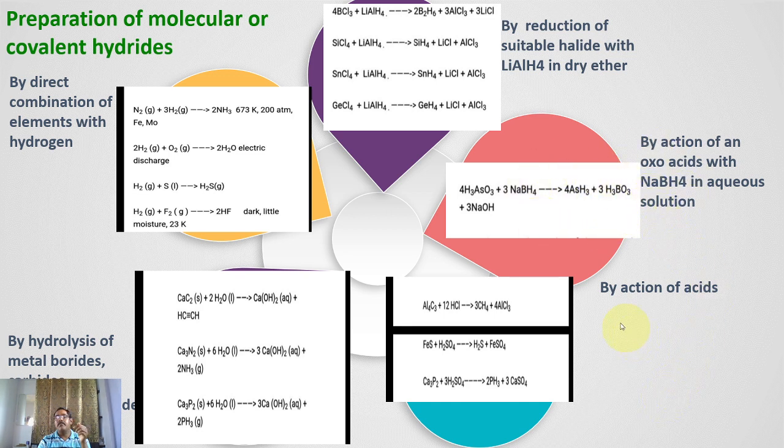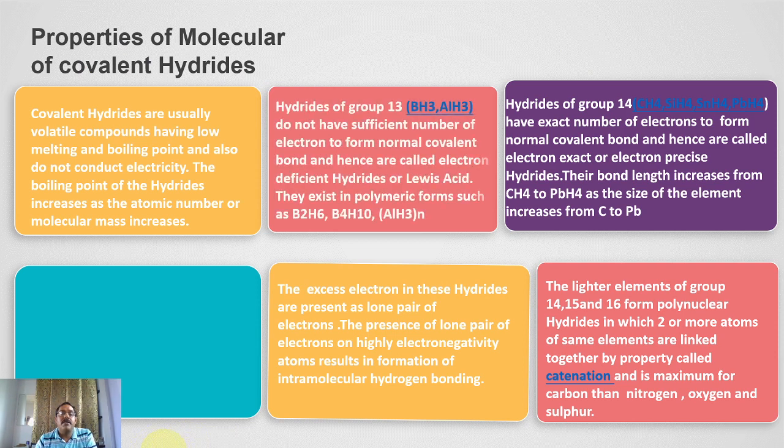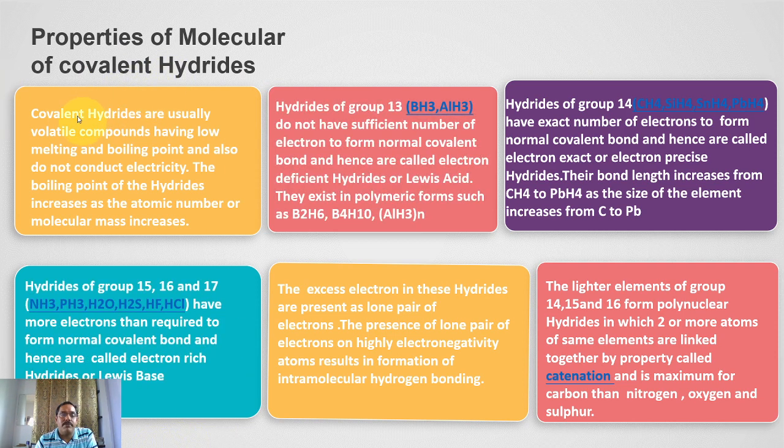The last one is by the action of acids. So few elements like aluminum chloride, if you treat with hydrochloric acid, you will get hydrides. The CH4 is methane. So these are the preparations of covalent hydrides. Let us go for the properties. So let us start from the top left first.